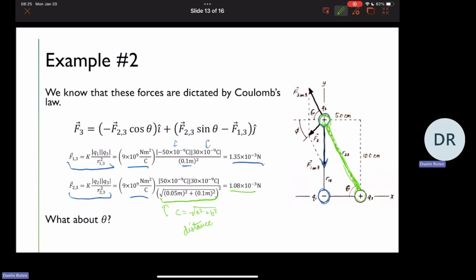Then we get this value here for the F2 on 3. So now we have the magnitudes. We know F2 on 3, we know F1 on 3. Now all that's left is we just need to figure out what this theta is here in our equation.